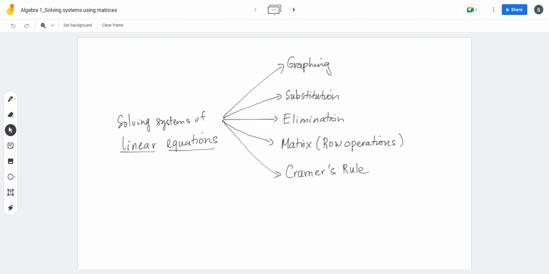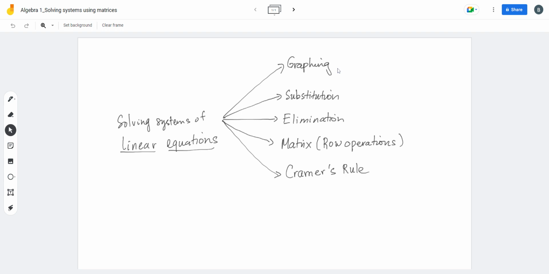Okay, so this video is about using matrices to solve linear systems. But before we discuss matrices more in depth, let's review the methods to solve systems of linear equations that you've learned so far. The first method is graphing.